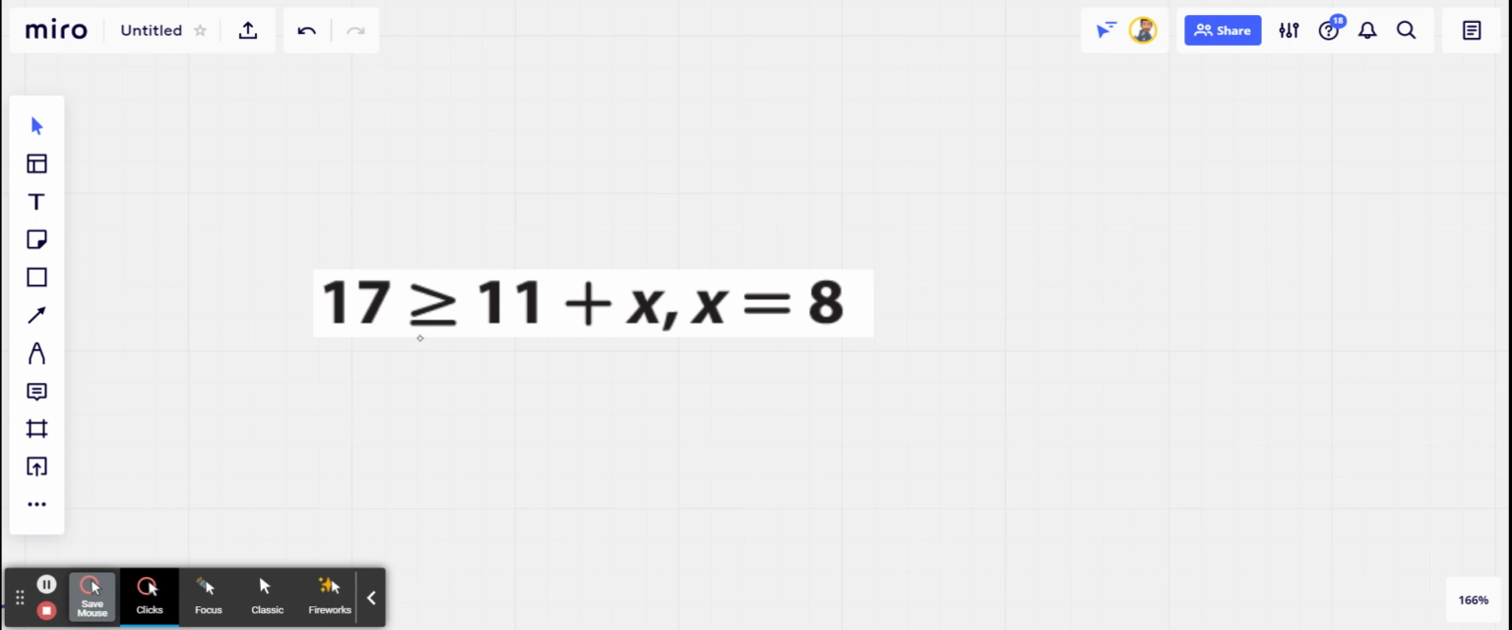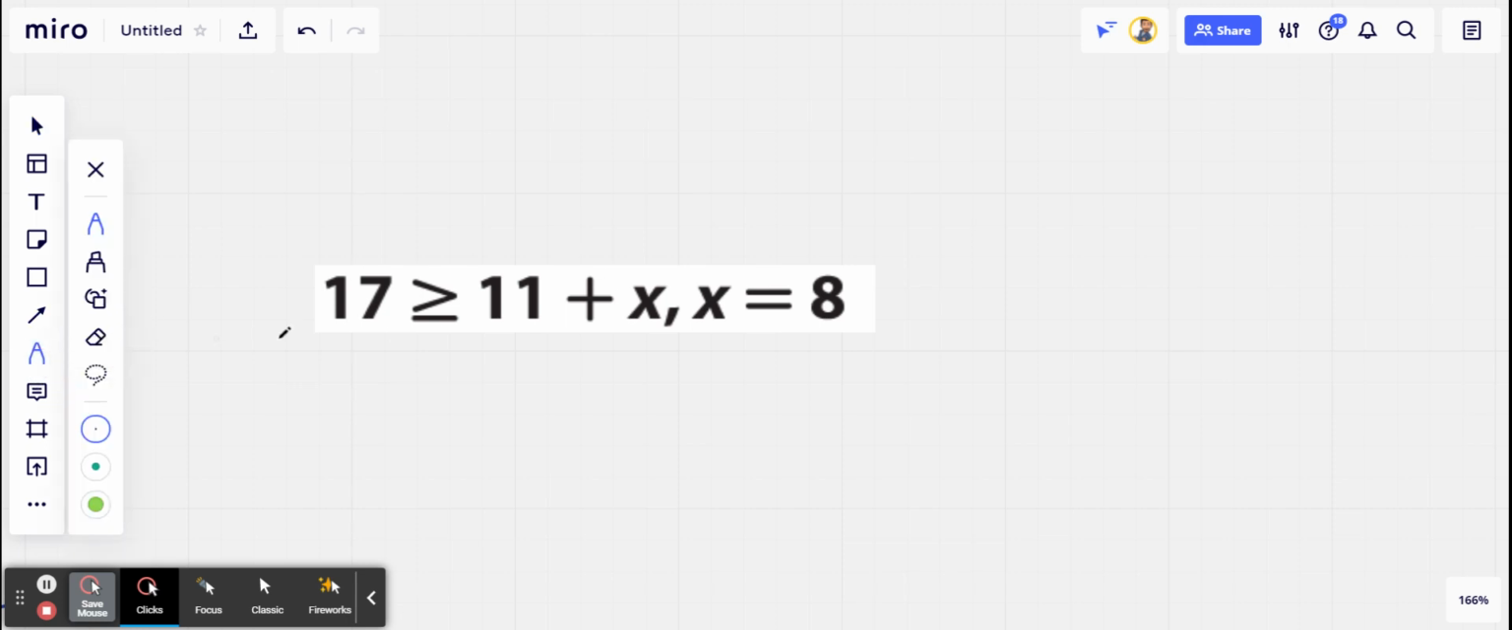Okay, this is going to be the last example. It says 17 is greater than or equal to 11 plus x. Is the value that they give a value that makes this inequality true? They give us the value of x equals 8. So 17 is greater than or equal to 11 plus x. Instead of x, we're going to put 8, because we're substituting 8 for x, because x equals 8.